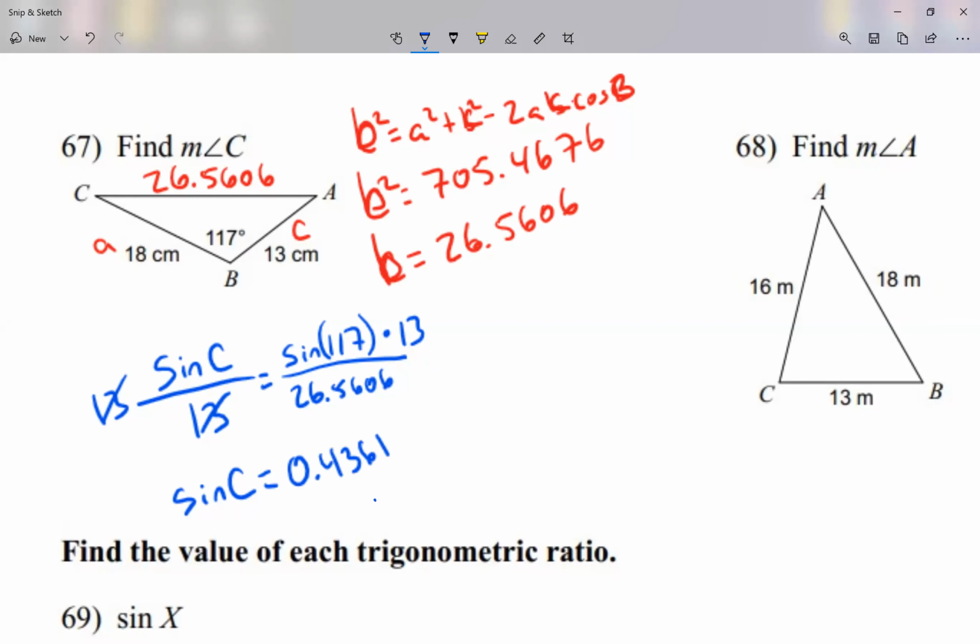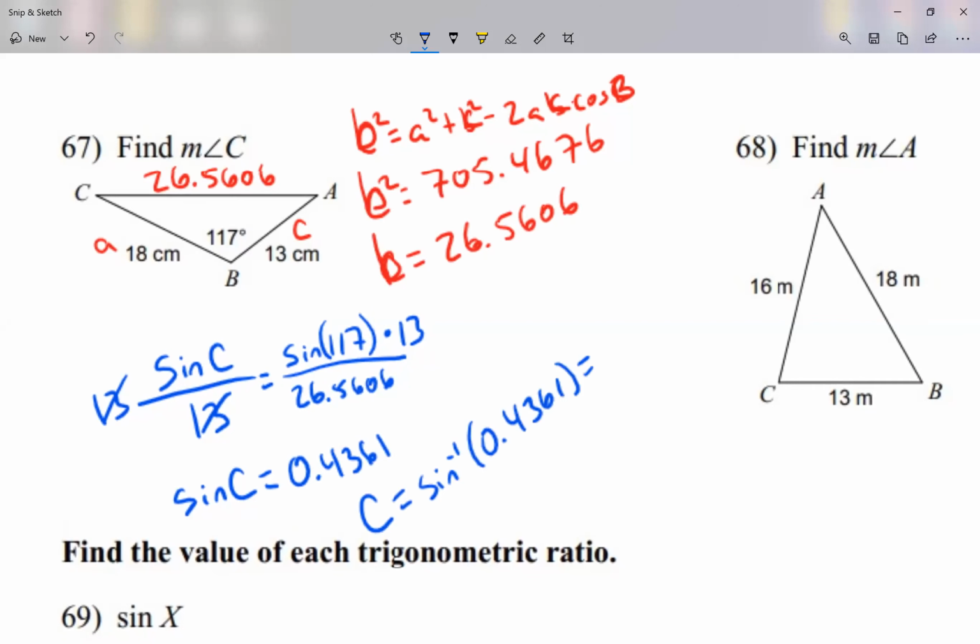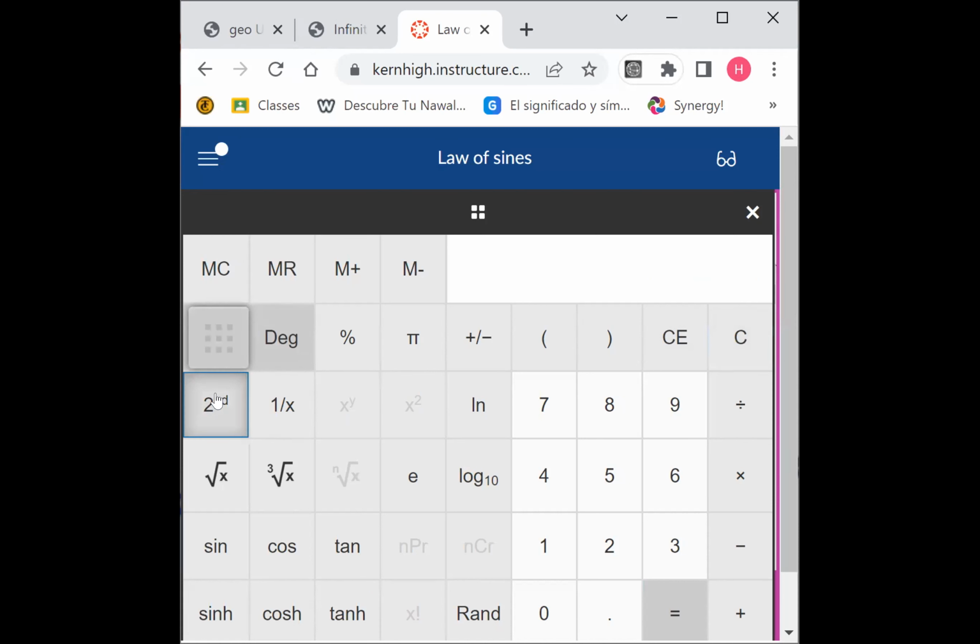So that means that C is equal to sine inverse of 0.4361, which is, so sine inverse of 0.4361. Had to round it to the nearest tenth, so it says 25.85. I'm gonna call that 25.9.